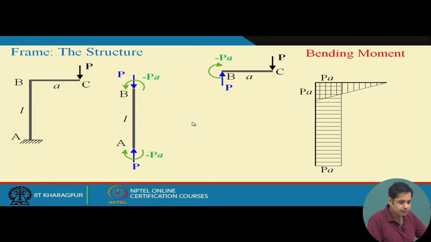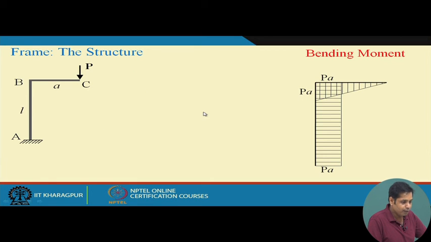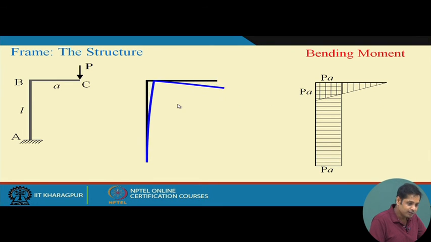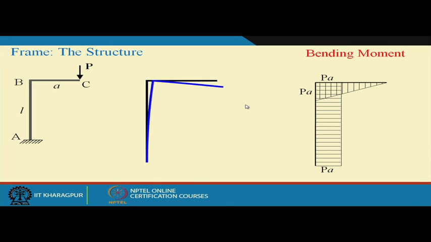Now, if we see the deflected shape of this frame, it is something like this. Just from the deflected shape you can understand which side is compression and which side is tension. So, this is how the bending moment and shear force diagrams work.